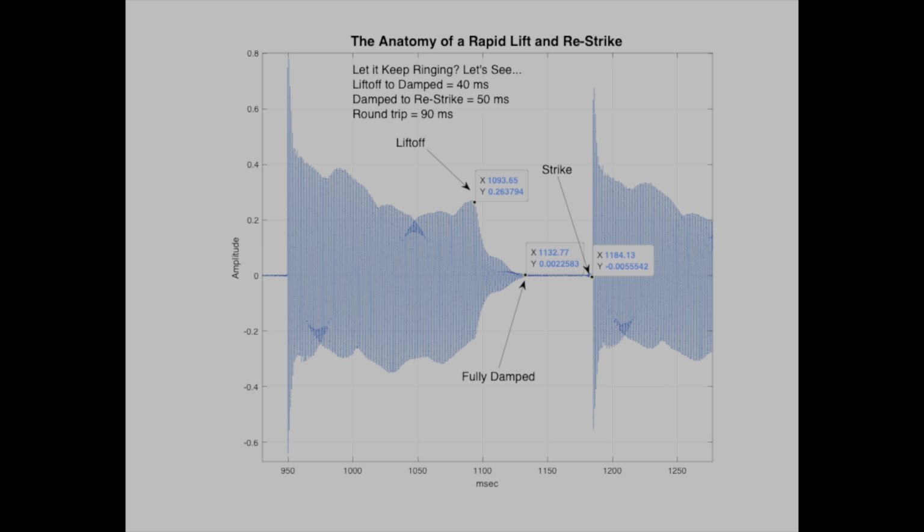So let me record a sequence of very fast repetitions as a pianist would. Then I'm going to look at the anatomy of the liftoff time, the dampening time, and the reattack time. This slide shows it. The liftoff of the finger to the point where it's well damped, with the damper coming down, is roughly 40 milliseconds. Then the action comes up when you reattack, and that window is about 50 milliseconds. So that whole round trip is 90 milliseconds. Let's just call it 100 milliseconds, a tenth of a second.